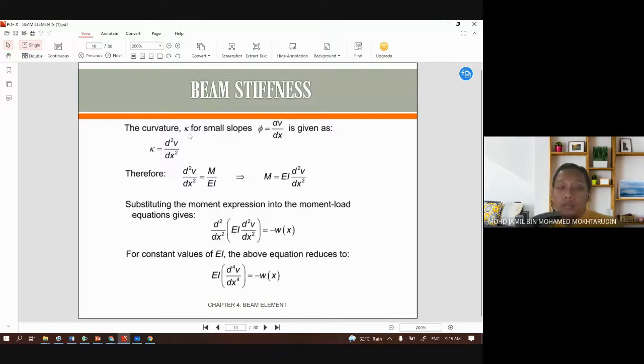And then the curvature for small slopes is given by kappa equals d squared v over dx squared. Here phi is the rotation that I said previously. So rotation equals dv over dx. This v is the displacement, not the shear force. So you end up with this equation at the end: EI times d4v over dx4 equals negative w.